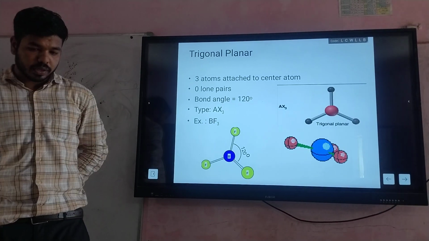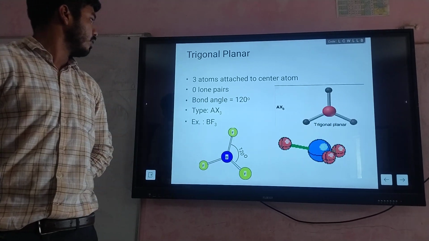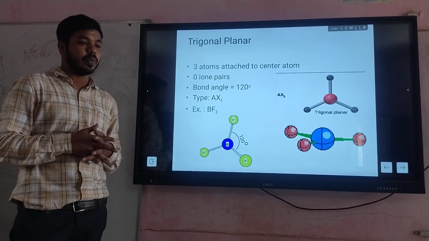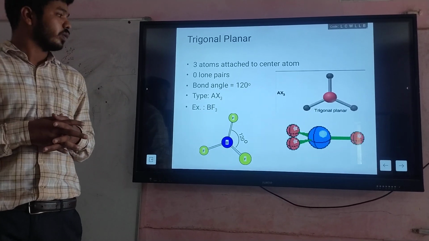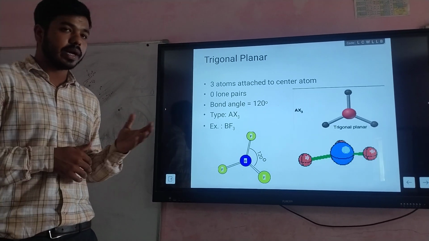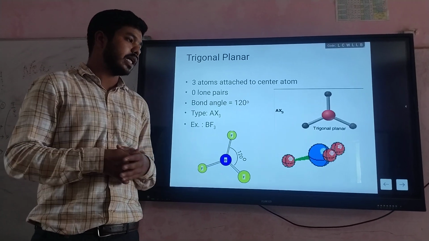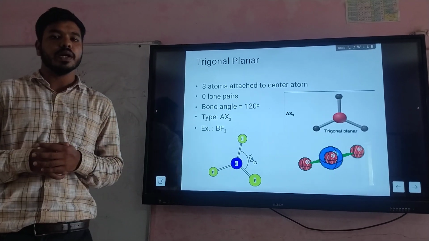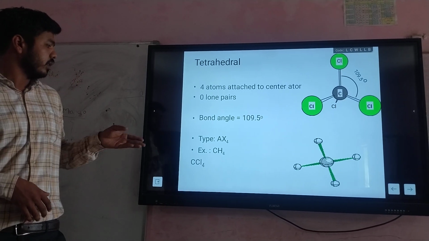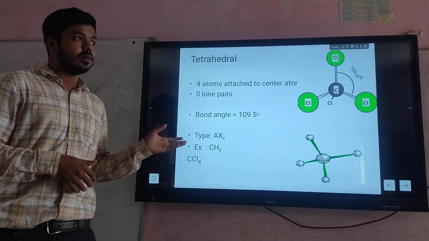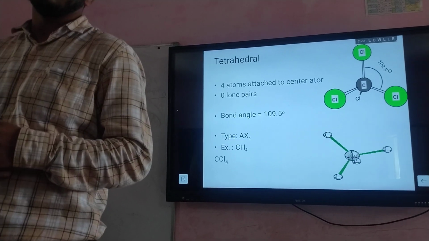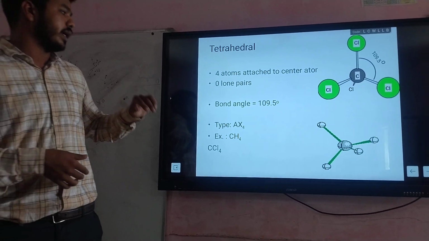Then next is trigonal planar molecule. So in this molecule 3 atoms are attached and bonded to the central atom, and due to 0 lone pairs of electrons present on the central atom, the molecule shows trigonal planar geometry as well as the shape of the molecule is also trigonal planar. Then next is AX4 type. In AX4 type, the example is CH4. In this molecule, all the electron pairs are bonded pairs and the molecule shows tetrahedral geometry and the shape of the molecule is also tetrahedral.